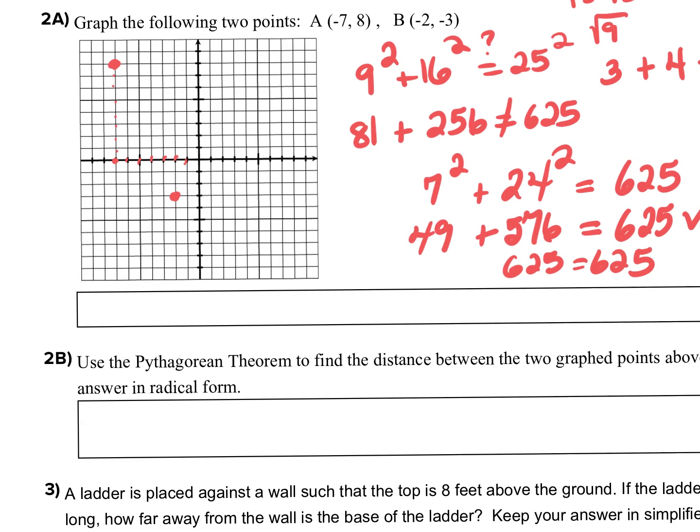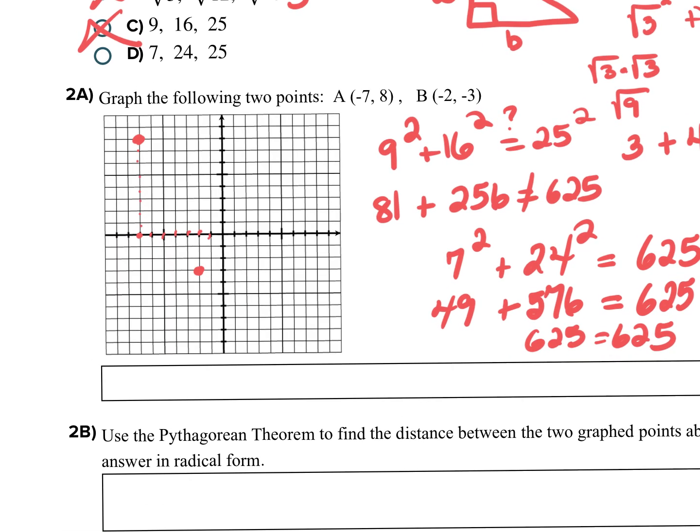Then 2B says to use the Pythagorean theorem to find the distance, and we're asked to leave our answer in radical form. I'll show you what that looks like in a second. Again, this is C. This should be a review for you based on prepping for MCAS and finding distance.